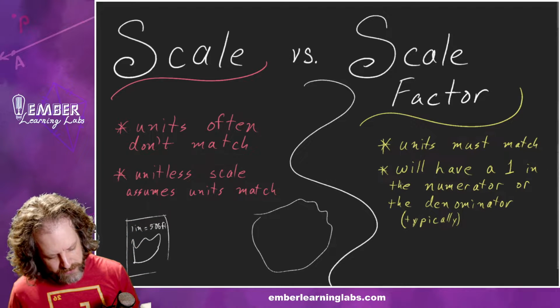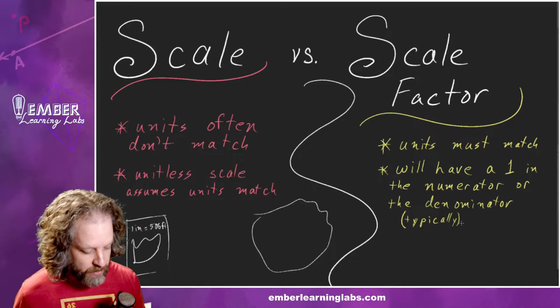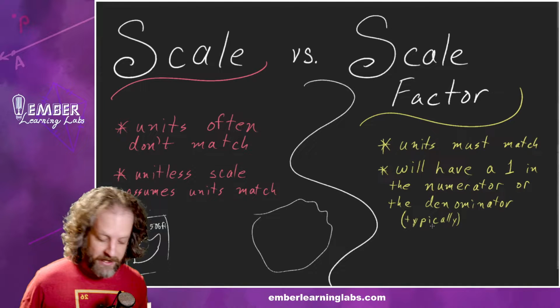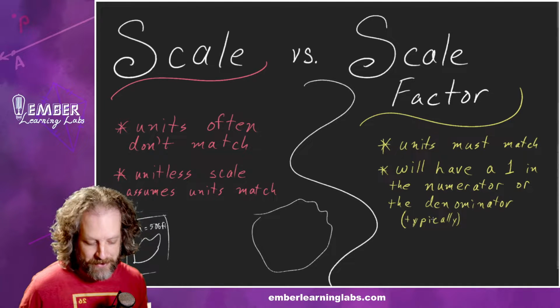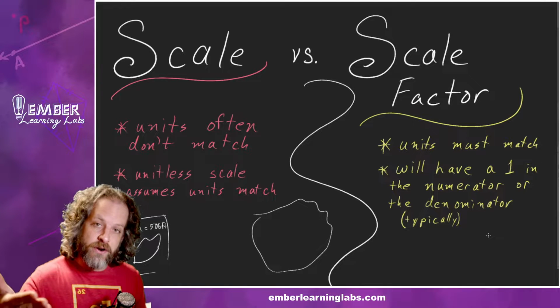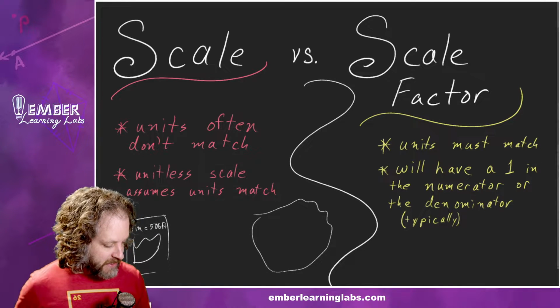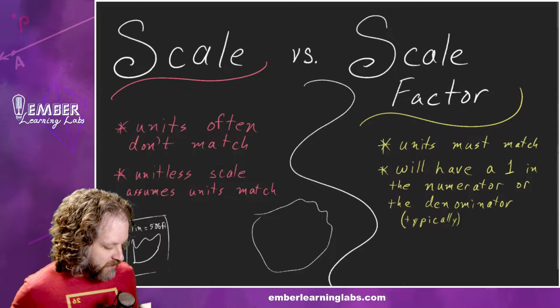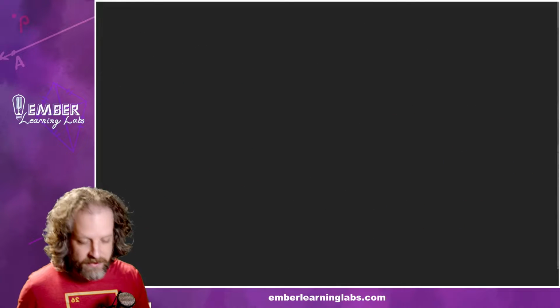Most of the time you'll have a 1 in the numerator or the denominator. Typically, I said typically, not usually. So if you have a 30 to 1 scale or a 1 to 30 scale, that tells you how big the thing is.